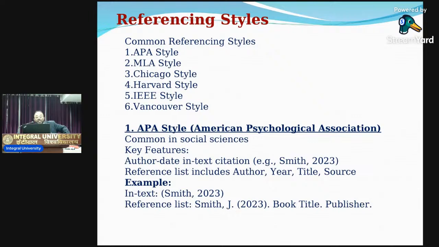So how will you cite in APA style? The example is this: Smith J, then the date in brackets (2023), book title, for example Human Resource Management, and the publisher, for example XYZ Publisher. Clear? So this is called the American Psychological Association style. This is one of the styles.